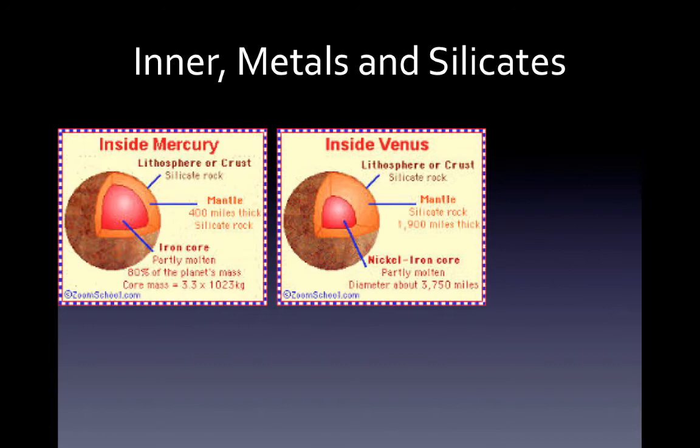So in the inner planets, it was so hot that only metals and silicates could form. So inside the inner planets, Mercury, Venus, Earth, Mars, very, very hot. It's spinning around close to the sun, and the only thing that we can get is silicates and metals. So looking at inside Mercury, inner core, most of the planet's mass, partially molten, silicates, rocks, and then this is going to be metals. Inside Venus, same thing, nickel iron core, which is metals, mantle, silicate rocks, outside silicate rocks.